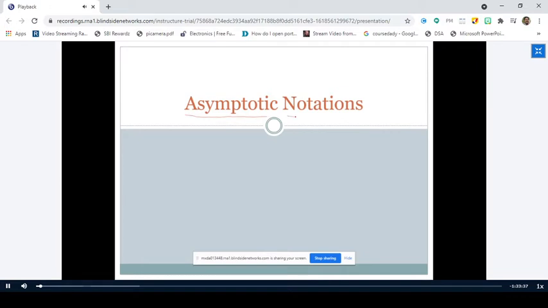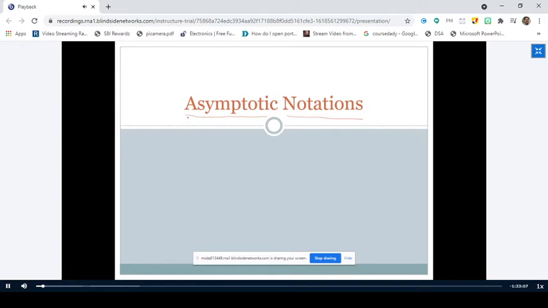So asymptotic is a term which tells us to move closely to the curve, right? It is a mathematical term. Asymptotic notations are mathematical notations, and we do some operations to move closer to the curve. So that is called asymptotic, right? That is a vague definition or vague introduction to asymptotic notations.